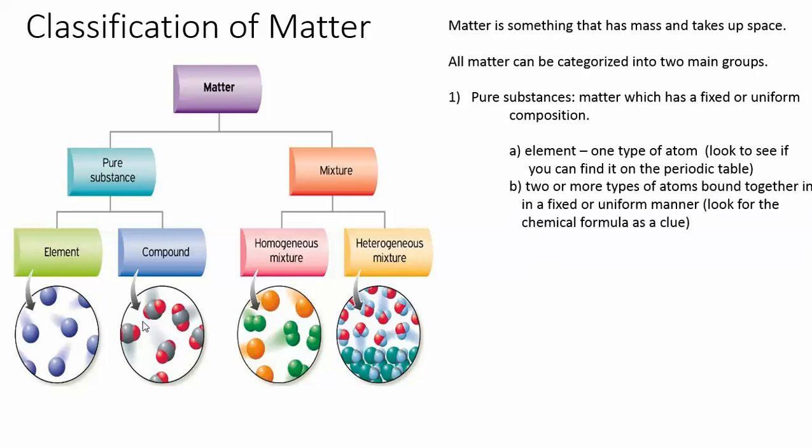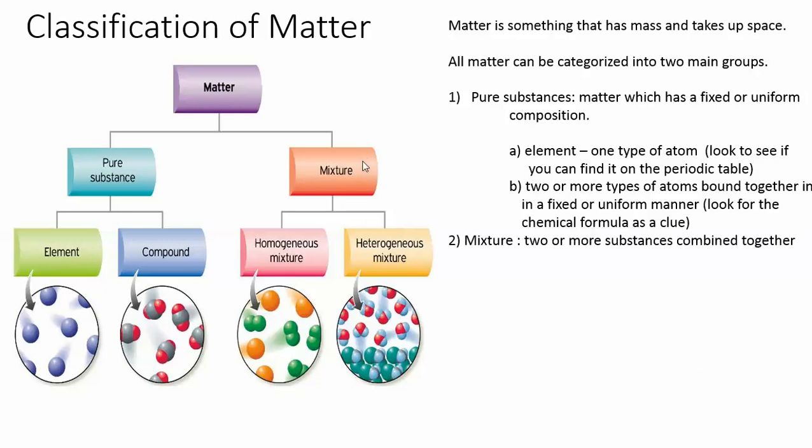A compound has two or more atoms bound together in fixed or uniform matter. And I've said to you, one of the things you're going to look for as your clue is a chemical formula. And looking at this, you have one gray atom and two red atoms. This actually looks like our carbon dioxide molecule that we had built molecular models of. So we're looking for that chemical formula. That's going to be a clue to you that it's a compound. They're bound together. Every time I take a sample, I'm going to get the same number of carbon atoms to the same number of oxygen atoms, the same ratio. It's a fixed ratio. That's not going to change.